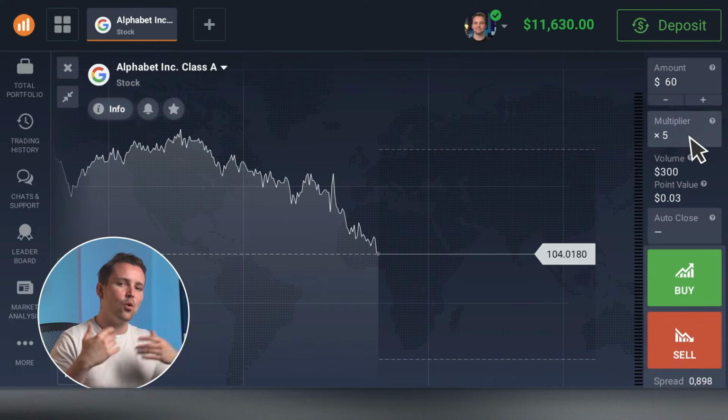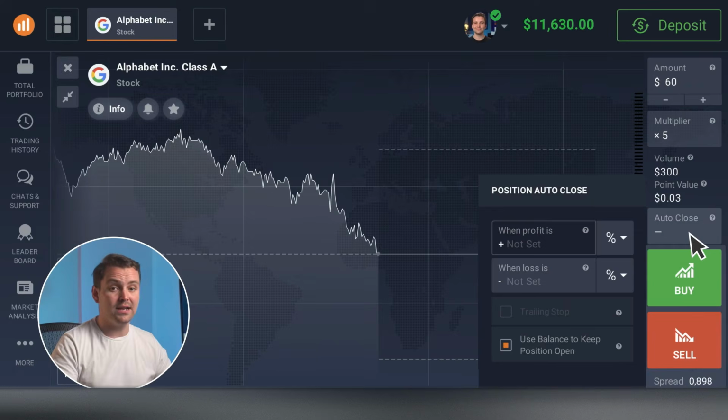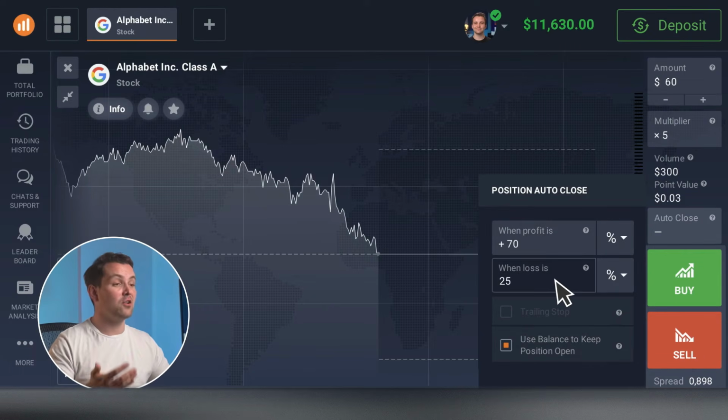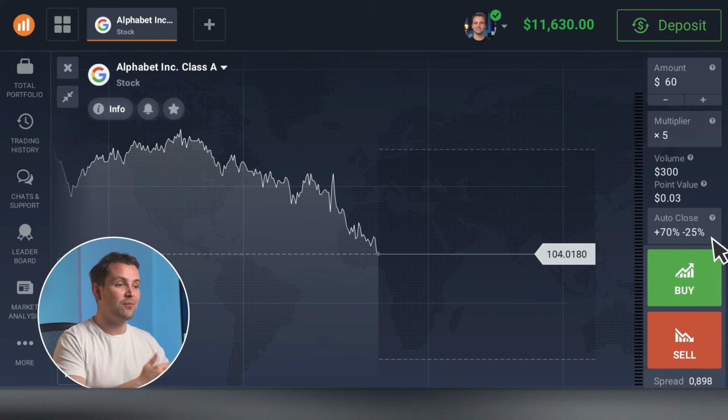I will also set auto close parameters for my trade in order to manage potential risks. Now I will enable stop loss and take profit features for my trade. I will choose 70% of profits and 25% of losses for the trade to close automatically. Please note that these features are optional. You can set these parameters according to your preferences and based on your trading style, approach, and risk management tolerance.